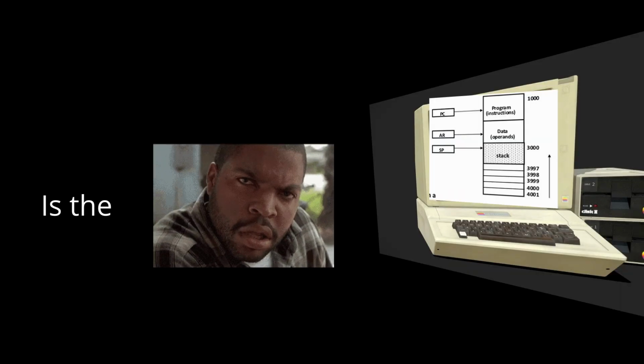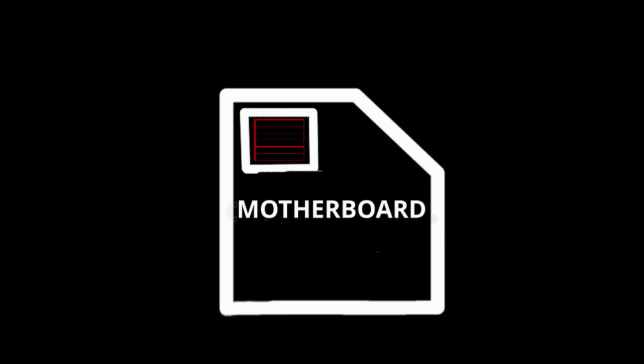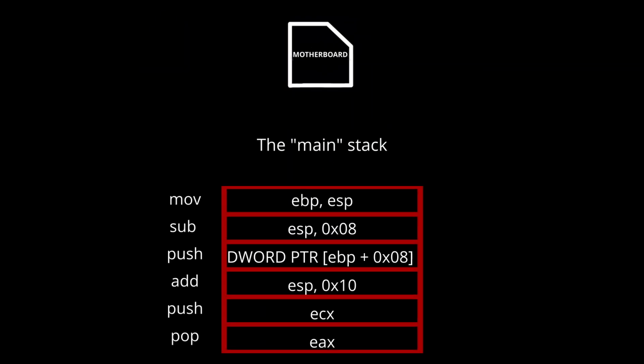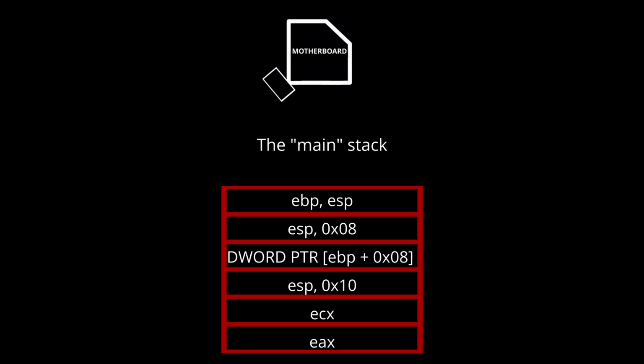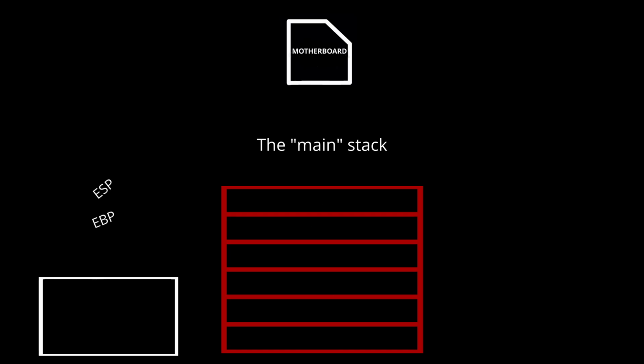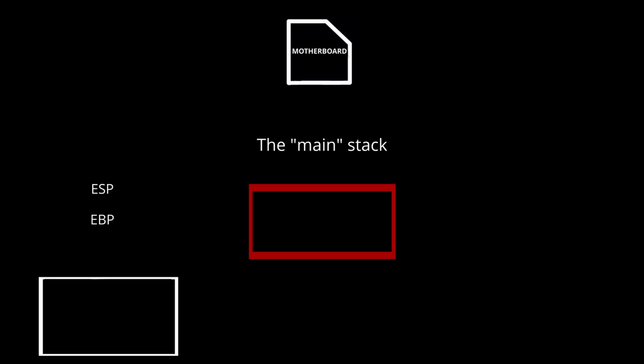So, what exactly is the stack? Well, you've come to the right place. Take a computer's motherboard, for example, which contains the random access memory, which also contains the stack, also known as the main stack. The motherboard also contains another essential component, named the CPU, or Central Processing Unit, which contains two essential registers, EBP and ESP. And these are both used to create stack frames, which can house different values within computer architecture.